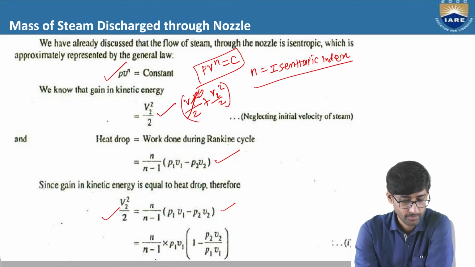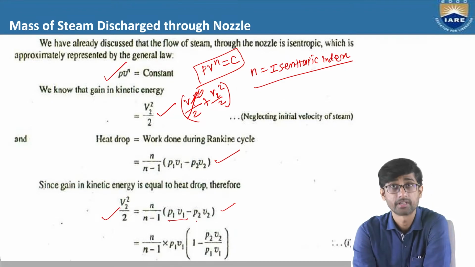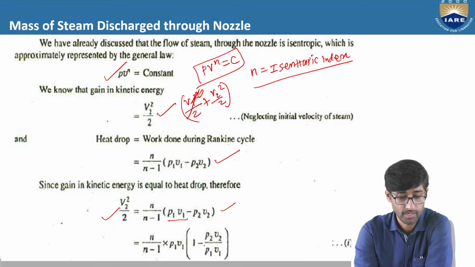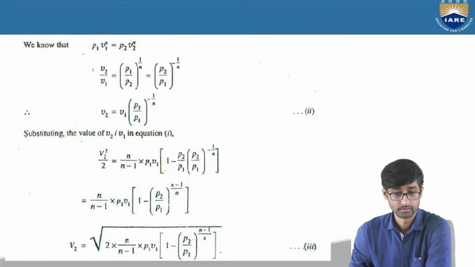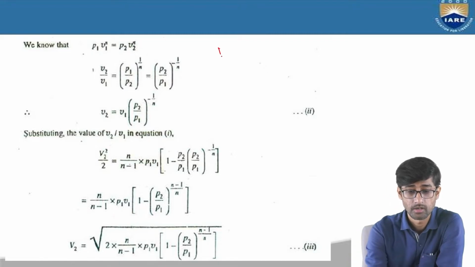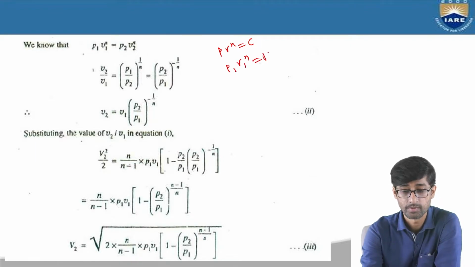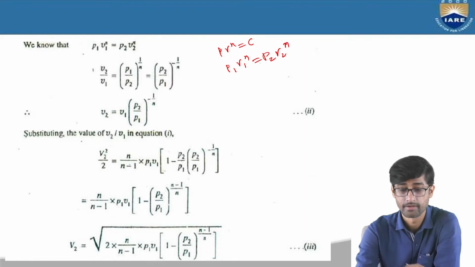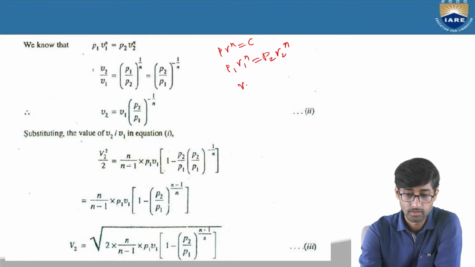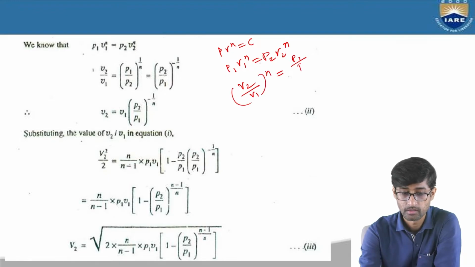If you see here n by n minus 1, you take this P1 V1 outside the bracket. So it becomes 1 minus P2 V2 by P1 V1. Right? This is equation number 1. Already we know the law PV to the power n is equal to constant. That means P1 V1 to the power n equals P2 V2 to the power n. So V2 by V1, that is equal to P1 by P2.